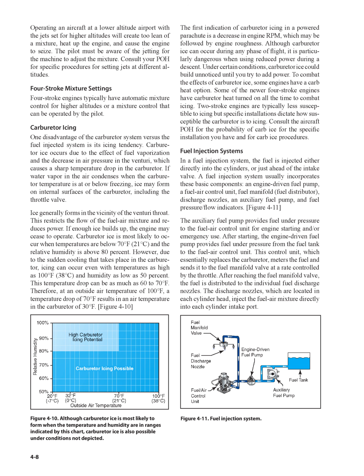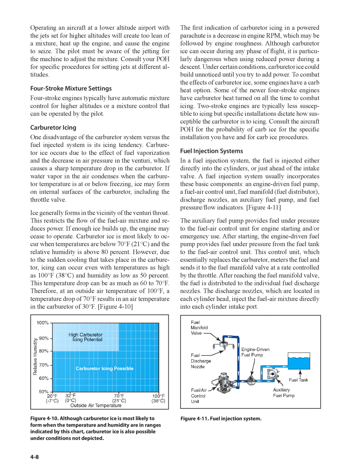Figure 4.11, the auxiliary fuel pump provides fuel under pressure to the fuel air control unit for engine starting and/or emergency use. After starting, the engine-driven fuel pump provides fuel under pressure from the fuel tank to the fuel air control unit. This control unit, which essentially replaces the carburetor, meters the fuel and sends it to the fuel manifold valve at a rate controlled by the throttle.